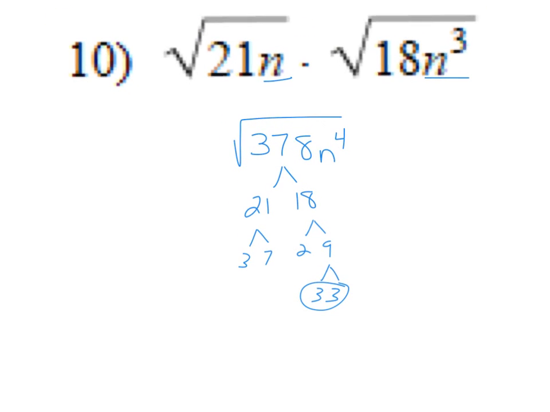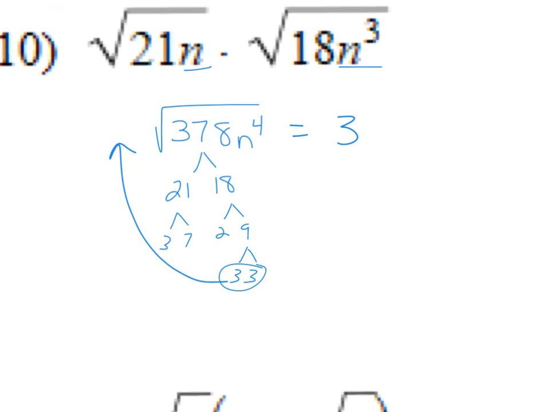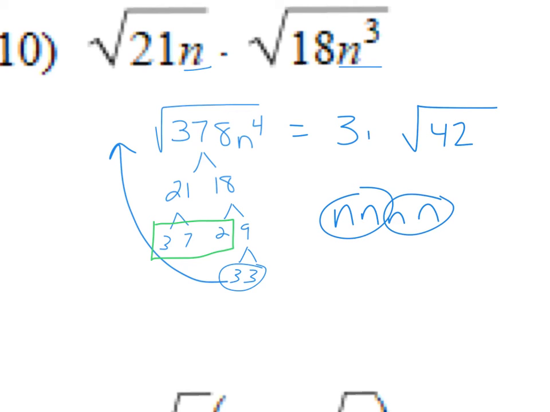So we have a set of 3s that are going to move out. So I have a 3 on the outside. And then when I'm looking here, the 3, the 7, and the 2, well, nothing pairs up and moves out. So 3 times 7 is 21, times 2 more would be 42. Now look at your variables. You have 4 n's. So pair them up, move them out. So you're going to have n squared on the outside. No n's left over on the inside.